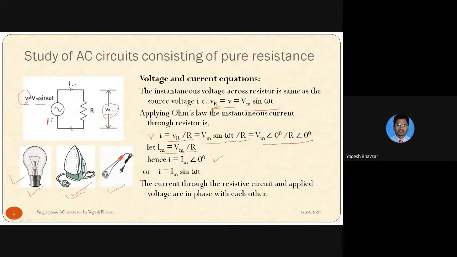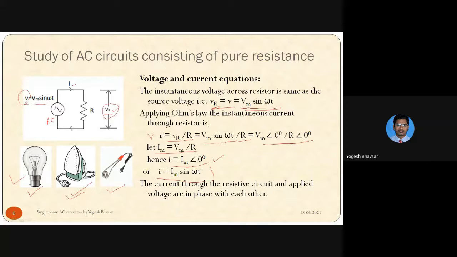We can get the division for it. Vm by R angle 0 minus 0, it will be 0. So Vm by R angle 0. And Vm by R is nothing but Im, so we get this value. I is equal to Im angle phi. Or in terms of the equation, we can write I is equal to Im sin omega t. So the current through the resistive circuit and applied voltage are in phase with each other. What we are getting here, the angle is also 0. Omega t plus minus phi, the value of phi is 0.